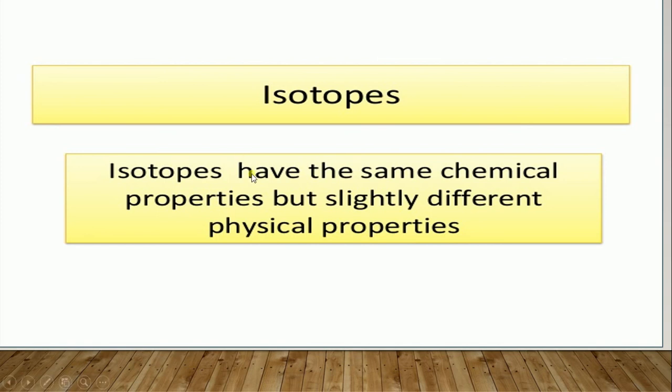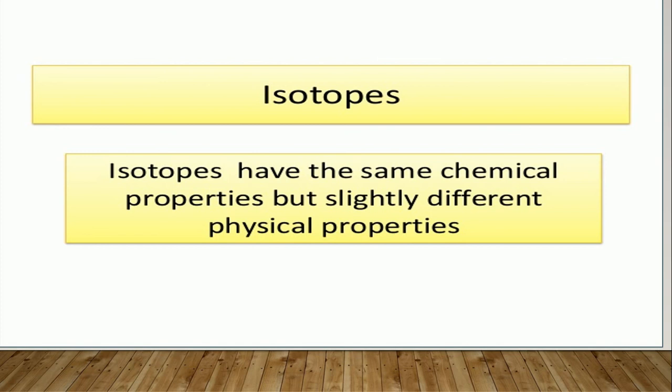What are the physical properties? For example, boiling point and melting point. So they depend on the mass number. Carbon-12, carbon-13, carbon-14. Now the masses are different. Carbon-12, atomic mass is 12. Carbon-13, atomic mass is 13. But carbon-14 has atomic mass 14. So the most massive element is carbon-14.